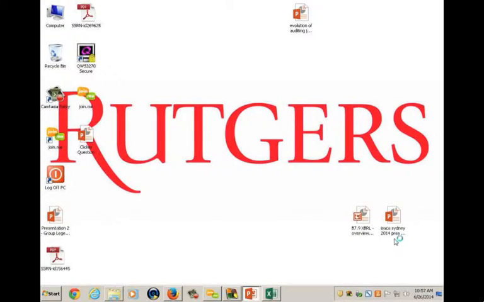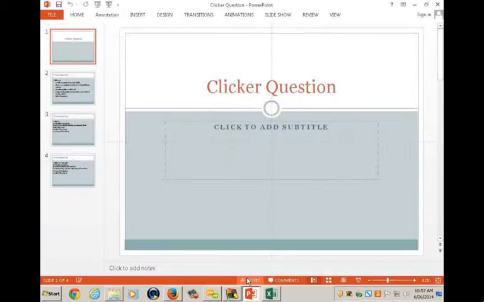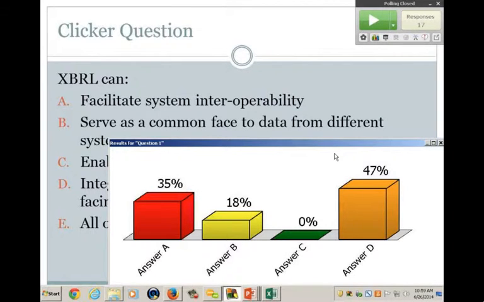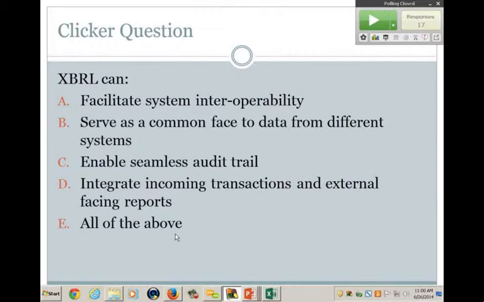So guys, let's have a couple of clicker questions here as a recap. Okay, you want to do this? I have a present for you. So what is the answer here? Hey, good.